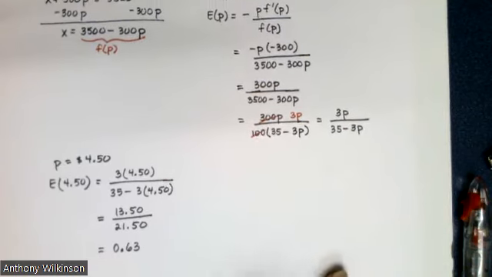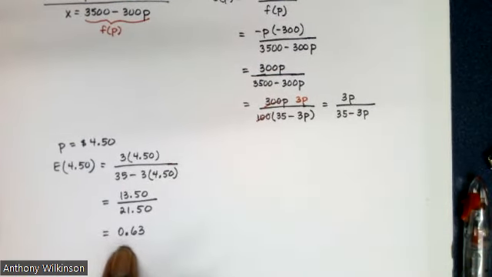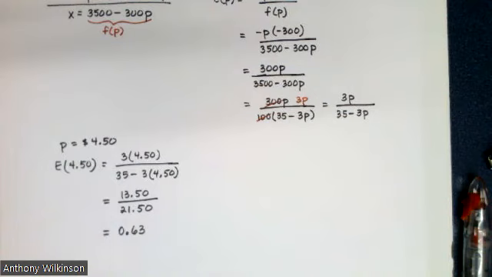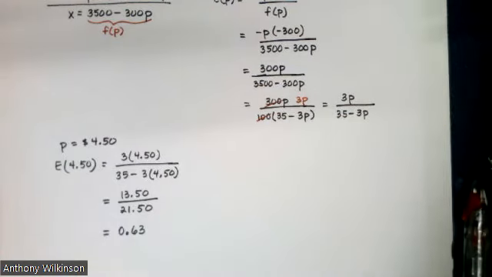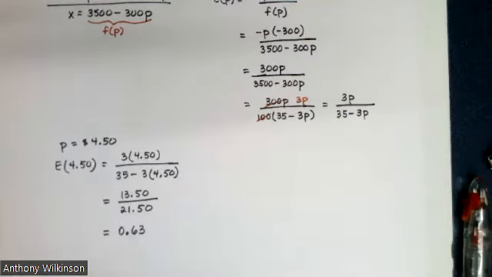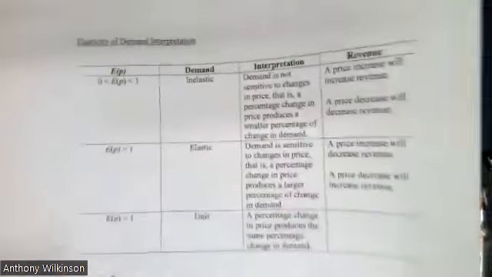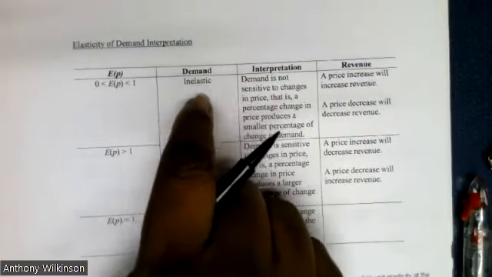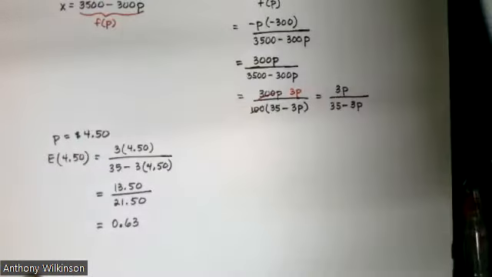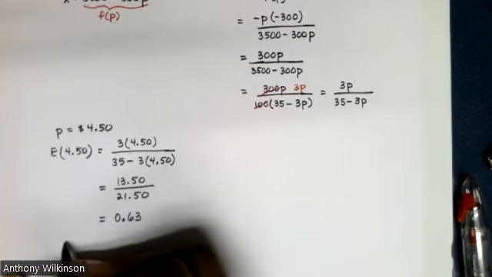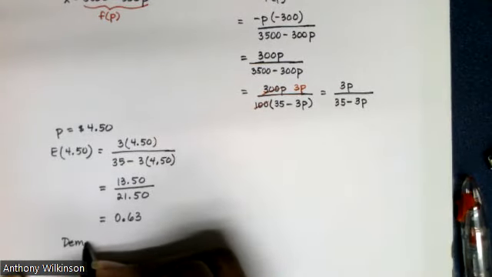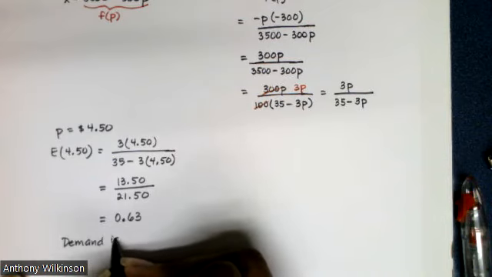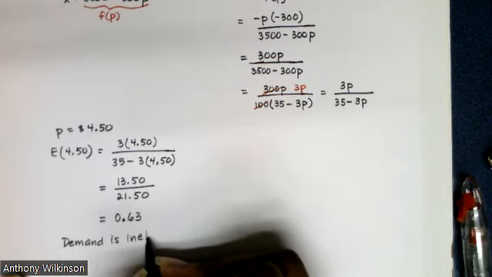Now, that's the elasticity amount. That value is going to tell me whether it's going to be inelastic, elastic, or unit elasticity. Going back to this table, 0.63 falls between 0 and 1. So that means your demand will be inelastic. So we can say that the demand is inelastic.